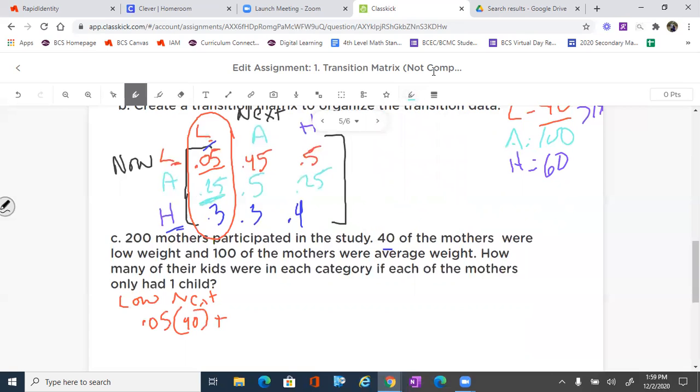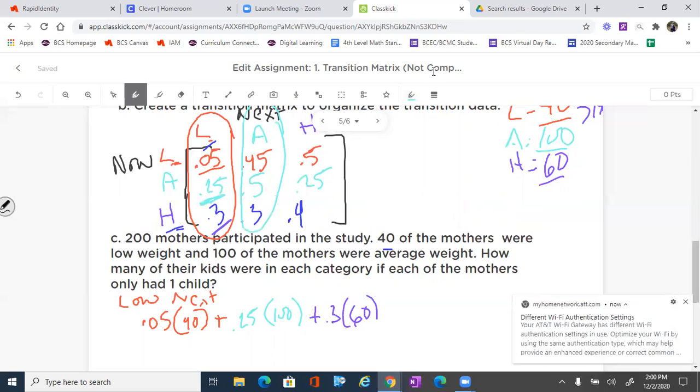Plus, I need to add the average weight. So 25% of the average, which is 100. Plus, I'm going to add in 0.3 of the 60. And that is going to give me our low. After that, I'm going to follow that pattern and I'm going to go and try to find the average. So let's find our average next.